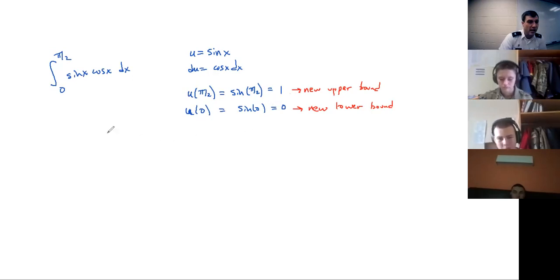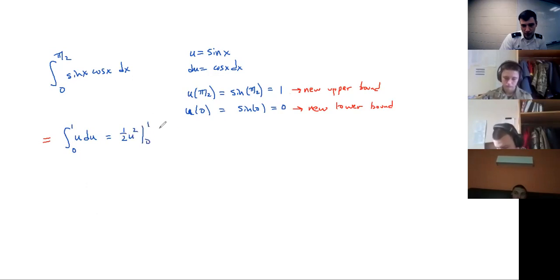Okay, so now I can do all the substitutions. This is equal to the integral from 0 to 1 of u du, right? And that's 1/2 u squared evaluated from 0 to 1. And then I can see that's just 1/2.